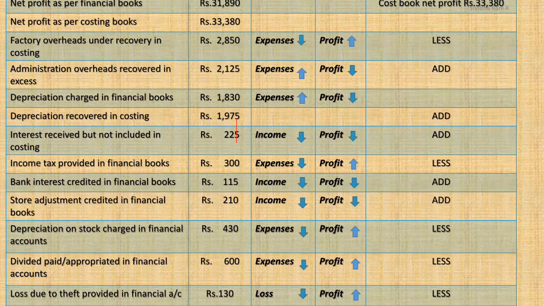The next one, loss due to theft provided in financial account, is rupees 130 and is not recorded in cost books. This will have the effect of increasing profit as per cost books. Thus, in order to reconcile, this amount of rupees 130 should be deducted from costing profit.